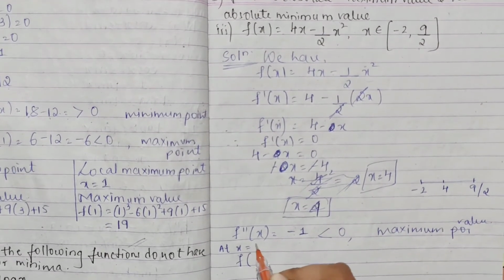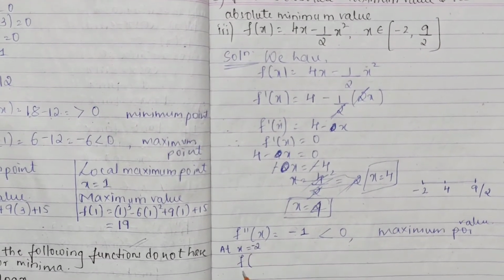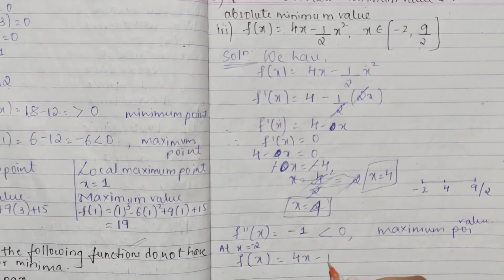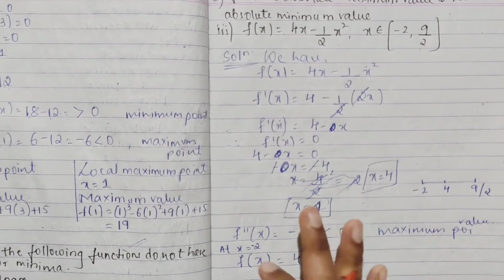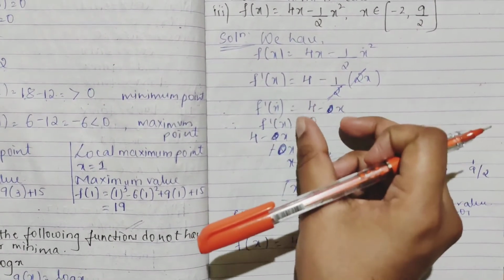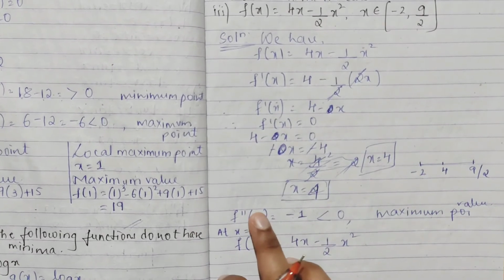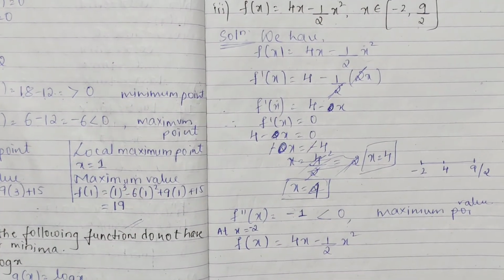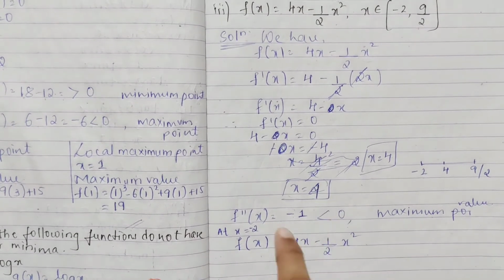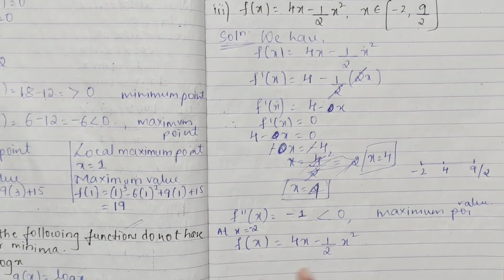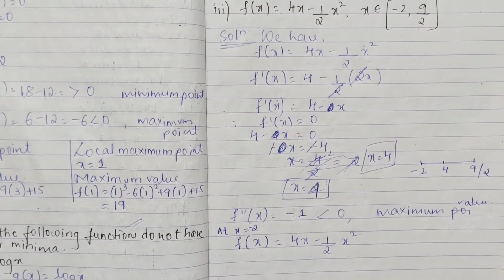At x is equal to minus 2, f of x is 4x minus 1 by 2 x square. If such questions are there, you can go like this. If you are getting some x in f double dash of x, then you have to find your f double dash of x, as I have shown you in the problematic part. One problem example I have done, right? Find f double dash of x, then at every end point find your value. That's it, it is one and the same.